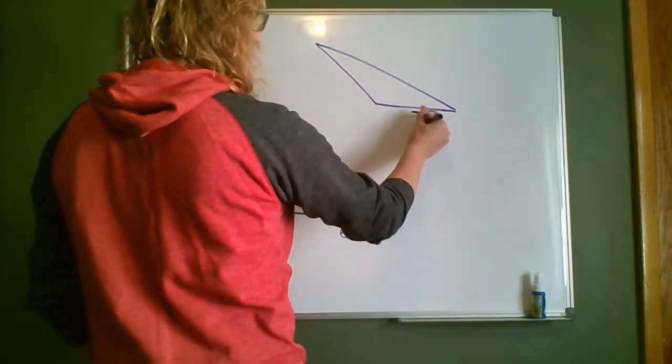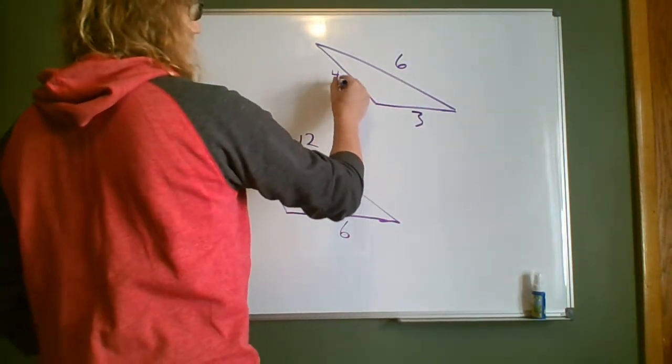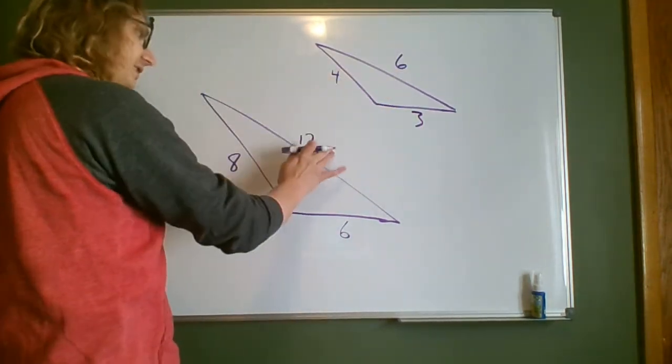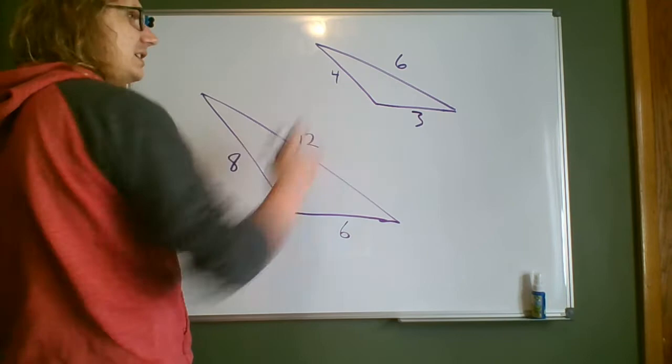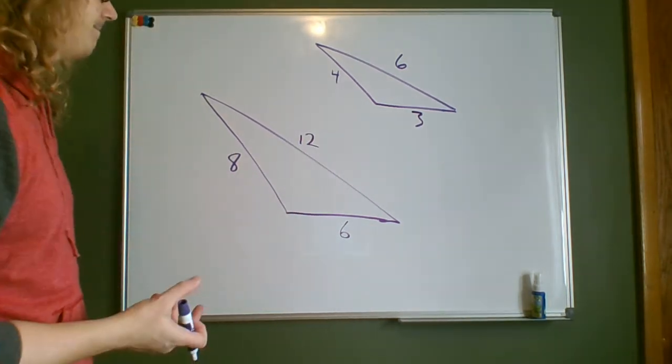So 6 will become 3, 12 will become 6, and 8 will become 4. Because now they're in ratio. All of these sides are twice as big as all of these sides. So I've got side, side, side. I know we're similar. Okay?